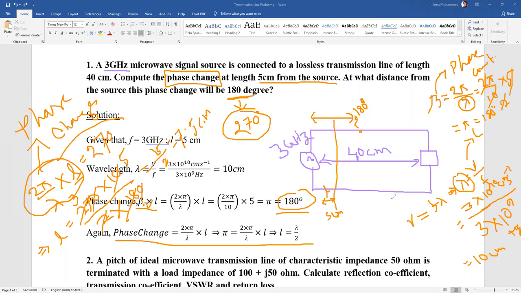Sir, lossless transmission line means a waveguide or metallic tube? Lossless means it is ideal. Ideal case, there is no loss, everything perfect. Since we are talking about the microwave transmission line, that means it is a waveguide, something which is hollow inside. It could be a rectangular waveguide, or maybe a circular waveguide. It depends on the situation.